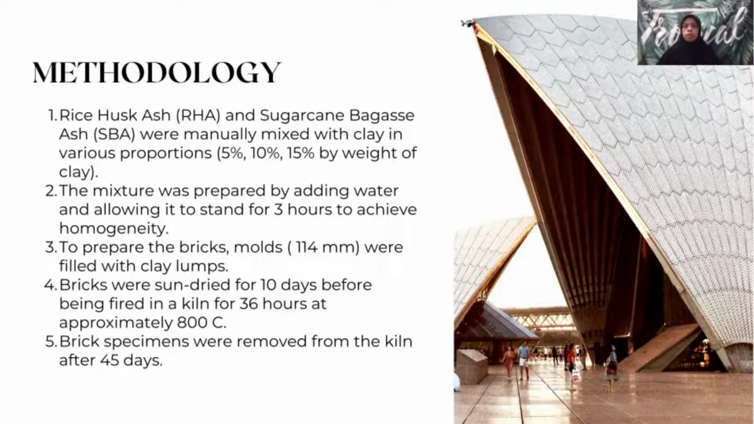Next, methodology. RHA and SBA will be manually mixed with clay in various proportions, and then the mixture is prepared by adding water and allowing it to stand for 3 hours to achieve homogeneity. And then to prepare the bricks, molds were filled with clay lumps and then the bricks were sun-dried for 10 days before being fired in a kiln for 36 hours at approximately 800 degrees Celsius. And then lastly, brick specimens were removed from the kiln after 45.